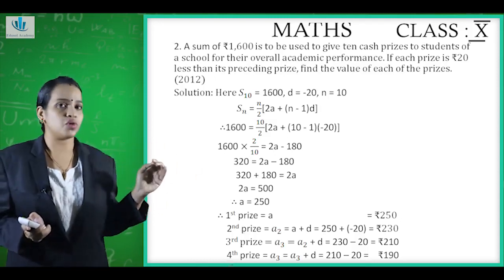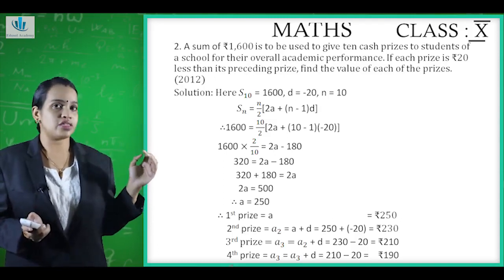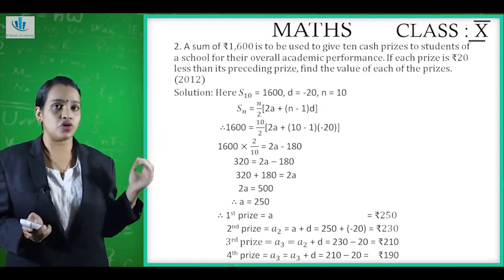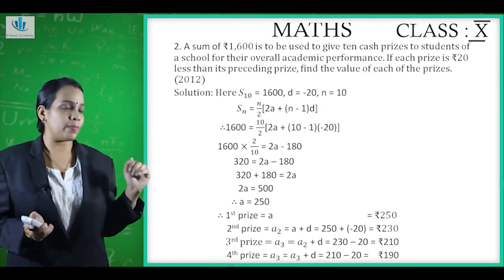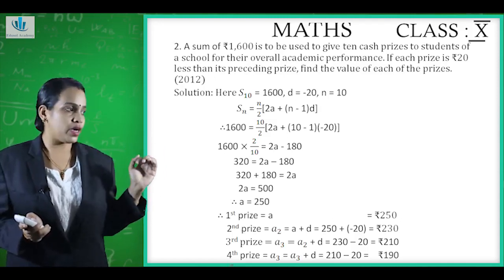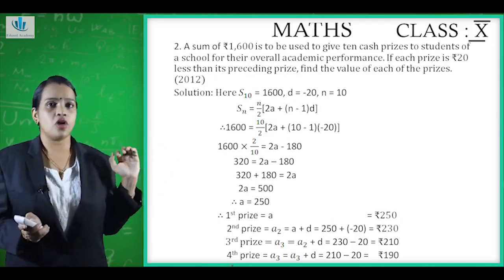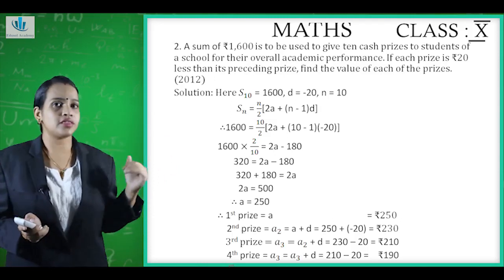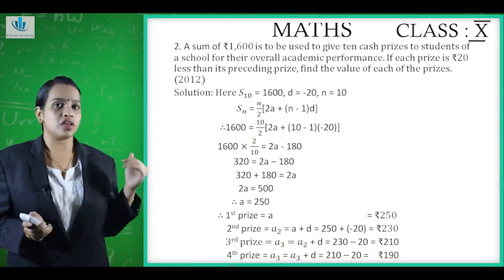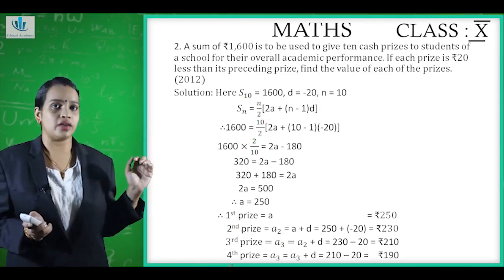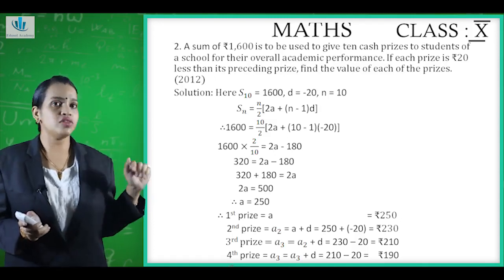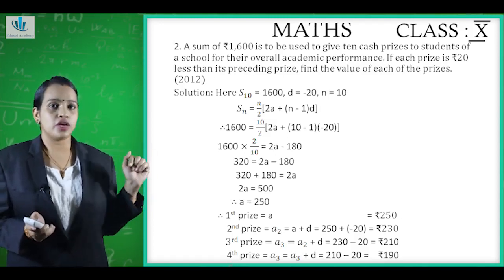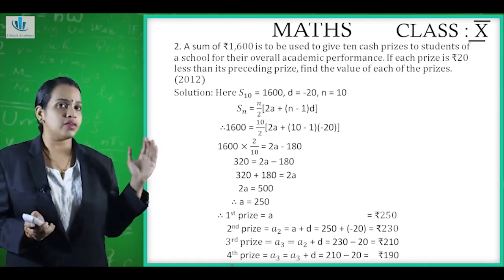Now we will put the values over here. Sn, that is S10, it is 1600, is equal to, the value of N is 10, so 10 upon 2 into 2A plus 10 minus 1, and our common difference is minus 20. Now when we take 10 upon 2 to the other side, it becomes 2 upon 10. So 1600 into 2 upon 10, which is equal to 2A plus 10 minus 1, it is 9, 9 into minus 20, it gives minus 180. So 320 is equal to 2A minus 180.